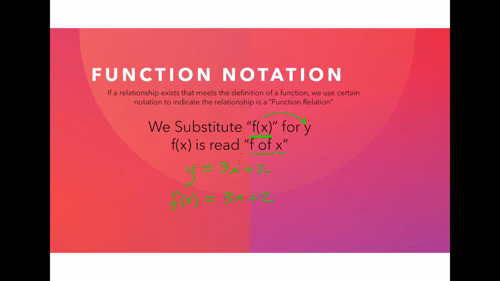So all this does is it tells me, well, hey, this isn't just a regular input-output relation, but this falls into the category of a function relation, where I can be assured that for every x, I'm going to have exactly one y as an output.